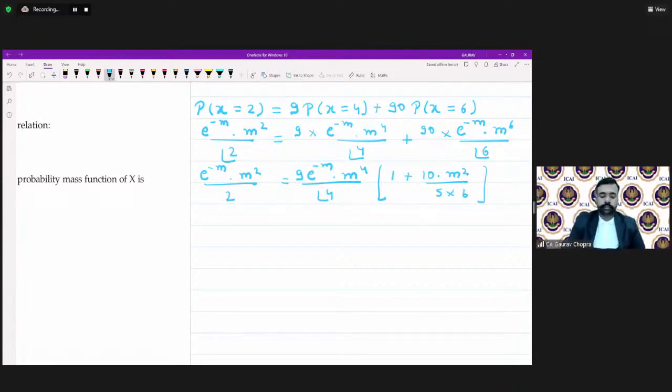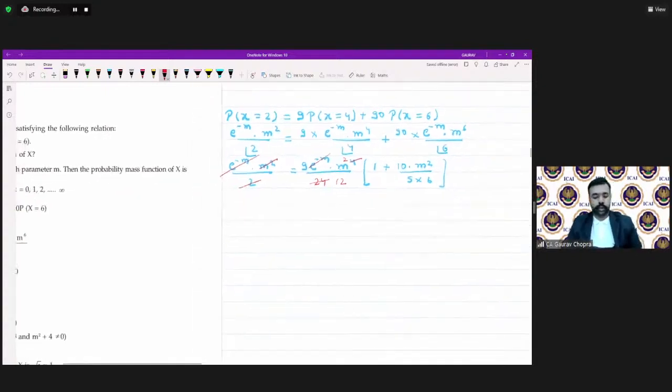5 into 6. So let's cancel some of the values. M square will also get cancelled. So factorial 4 can be written as 24 and we can cancel 2 with the 24 also. So how much we are getting now? Let's check how much we are getting. Come on, you can solve now.